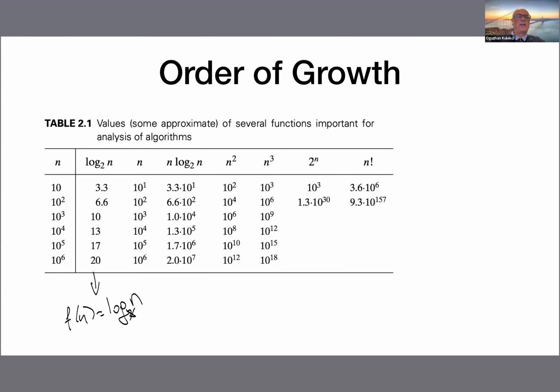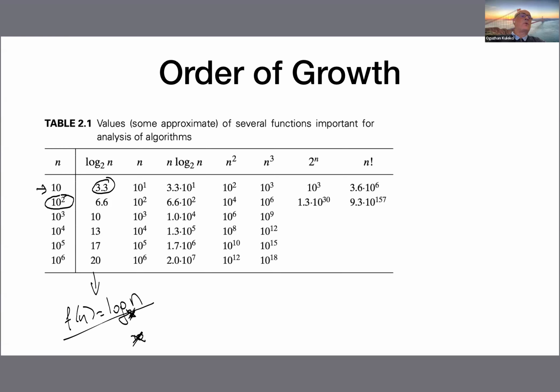base 2. In CS, if you do not have a base for a logarithm, you should assume that it is log 2. In other fields, if there is no base, you should assume log 10, but this is not the case for us. For instance, log n. So what happens? Here I have n equal to 10. If I take the logarithm of this 10, it will be something like 3.3.